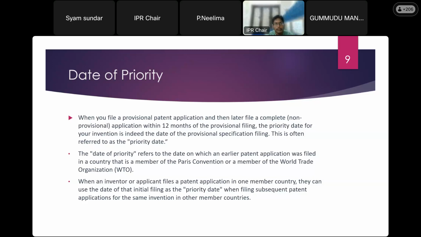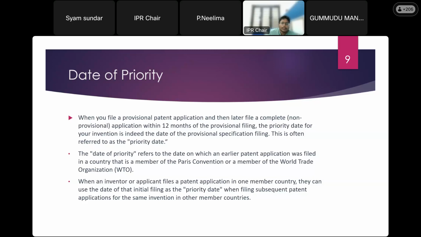But make sure you come up with a full-fledged invention and the corresponding specification. Specification means writing about your invention completely. Within 12 months, you have to do that. That is called the complete specification. So in this case, what is the priority date? Whenever you file a provisional patent application, that is the priority date. And the date of priority refers to the date on which an earlier patent application was filed in a country that is a member of the Paris Convention.